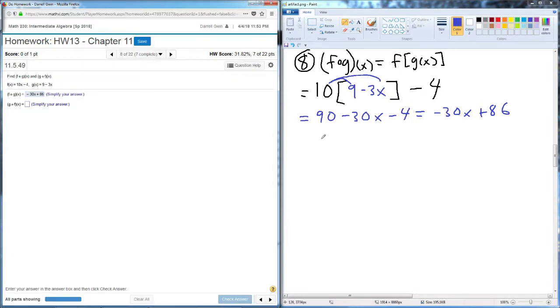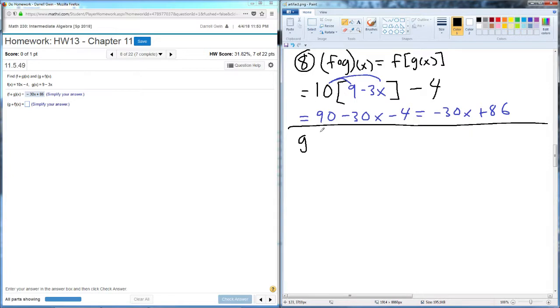G of f. That's a totally new problem. Let's start over from scratch. G of f is g of f of x. Right? We're going to start by writing g. G is 9 minus 3x.